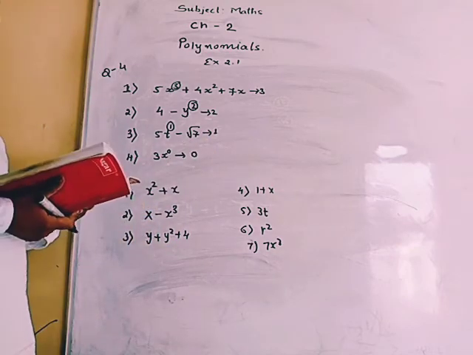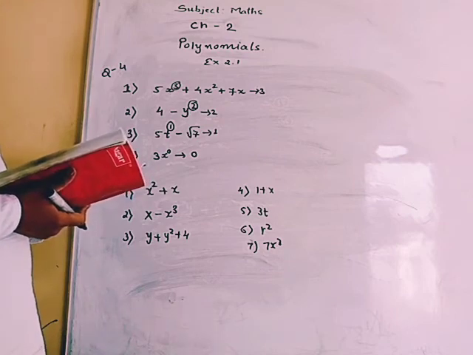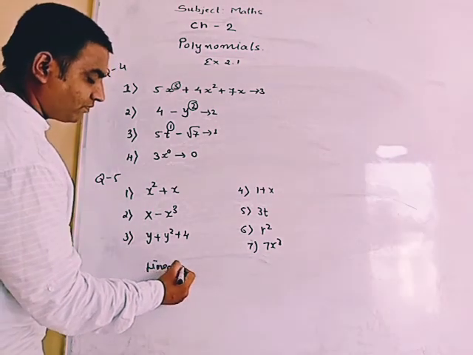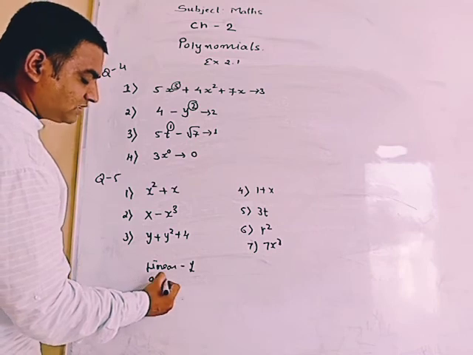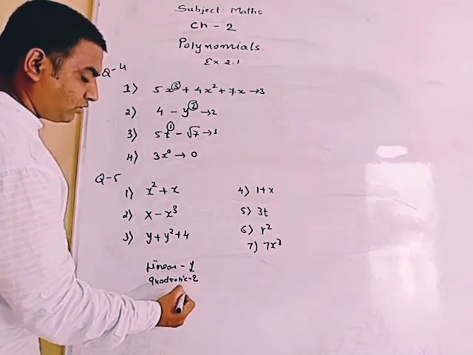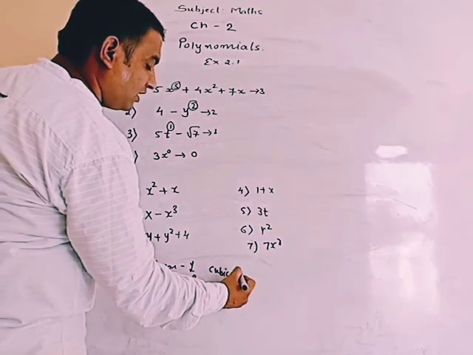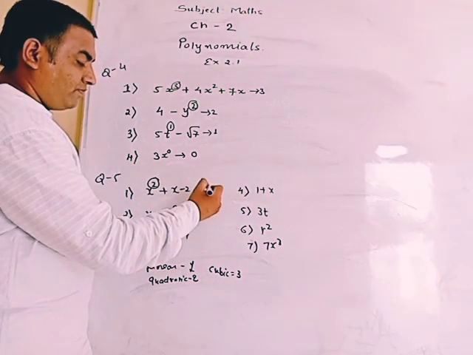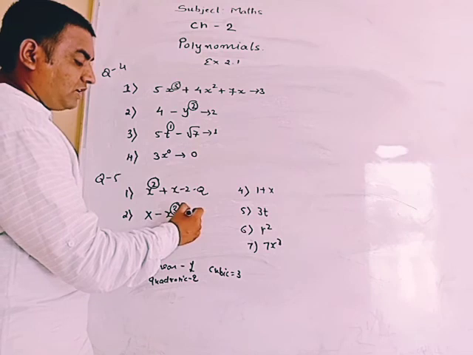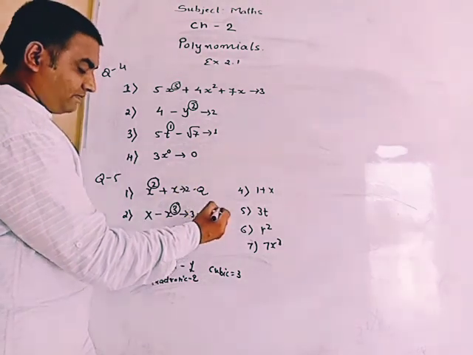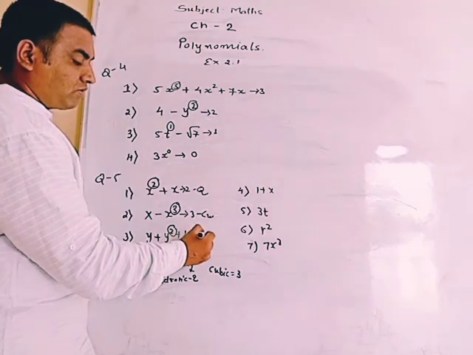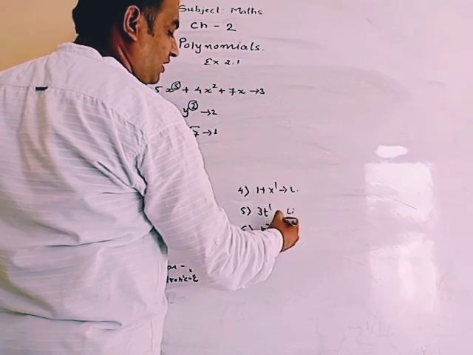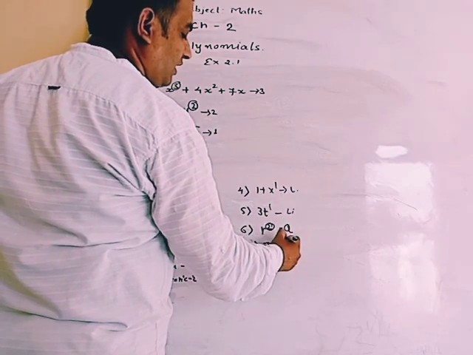Now question 5 is given: classify as linear, quadratic and cubic. We know that linear means degree 1, quadratic means degree 2, and cubic means degree 3. Here we can see the highest power is 2, so quadratic. x cube is degree 3, so it is cubic. Here degree 2, so quadratic. Here degree 1, so it is linear. Degree 1, so it is linear. Degree 2, so quadratic. And degree 3 means cubic.